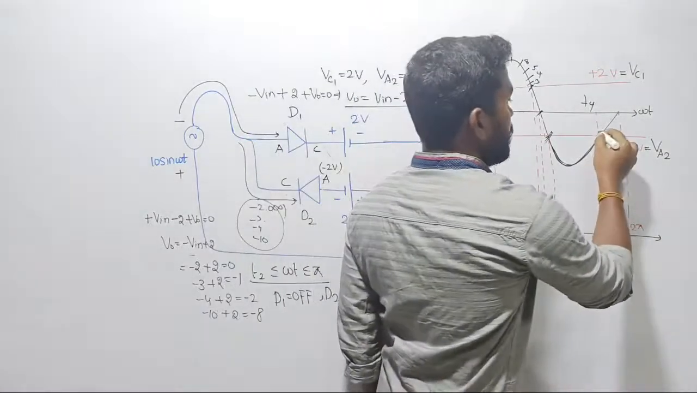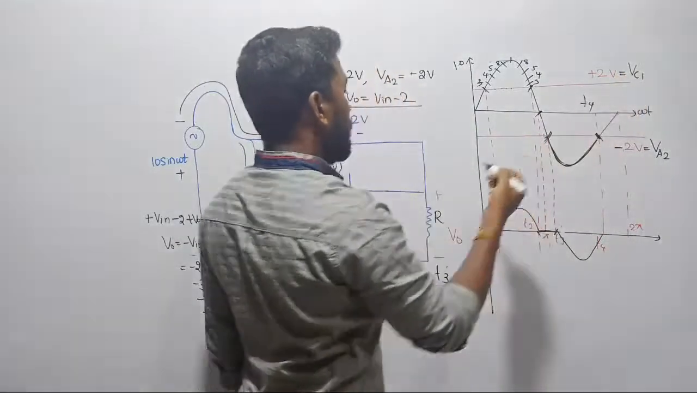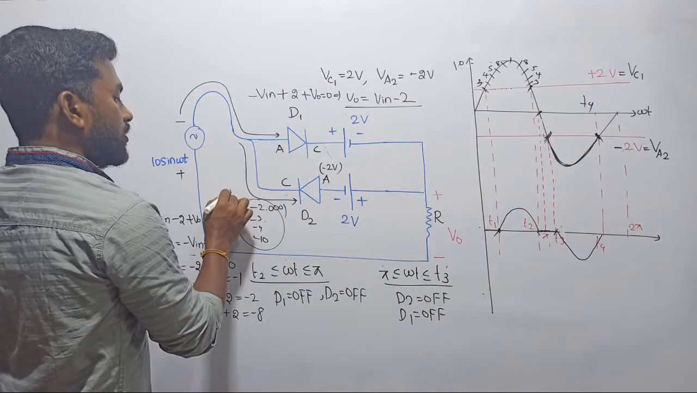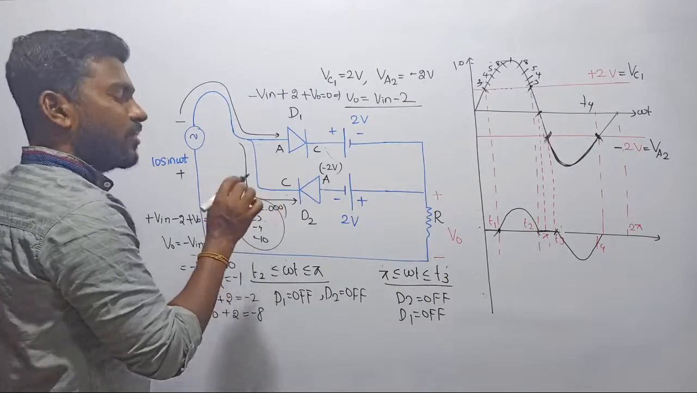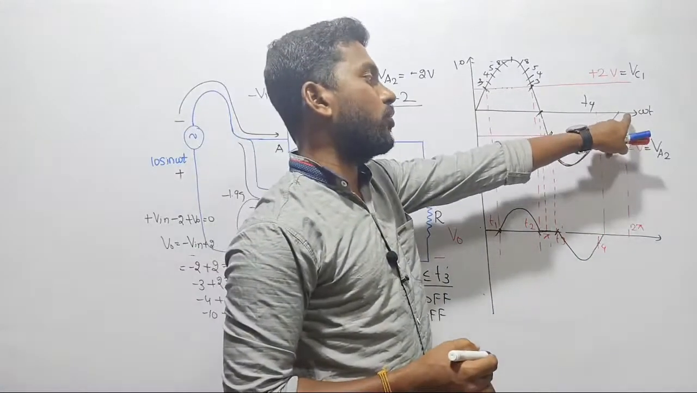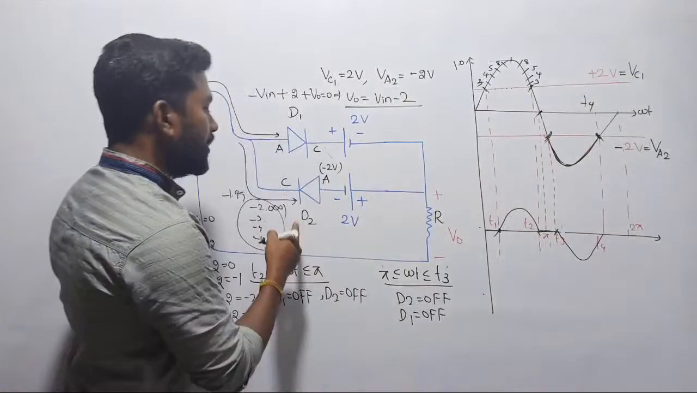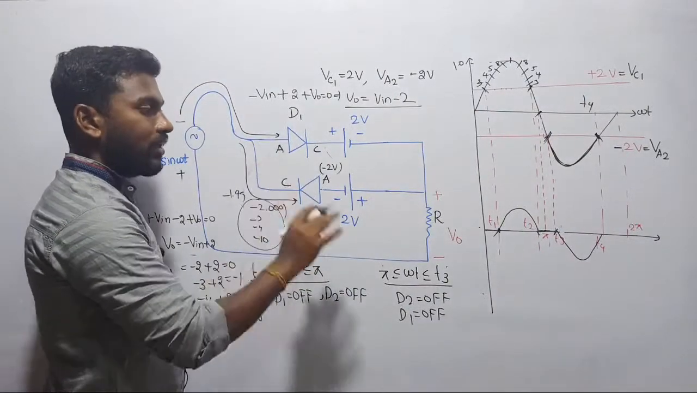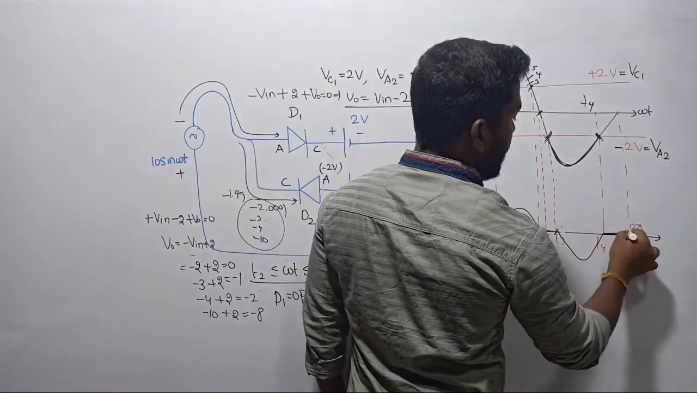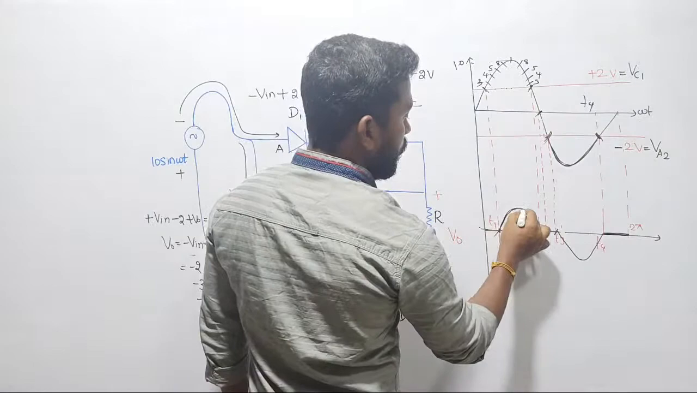Now after this point, what will happen? After this point, the input voltage will be pumped again. It is getting back to less than minus 2, that is, greater than minus 2. It will become minus 1.99, minus 1.8, minus 1.5, minus 1.2, minus 1, 0. All these values are greater than minus 2, so definitely the diodes will turn off. D1 is already turned off, and here D2 is also going to turn off. So this is your corresponding output waveform.